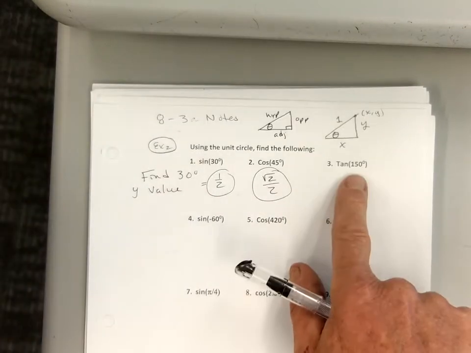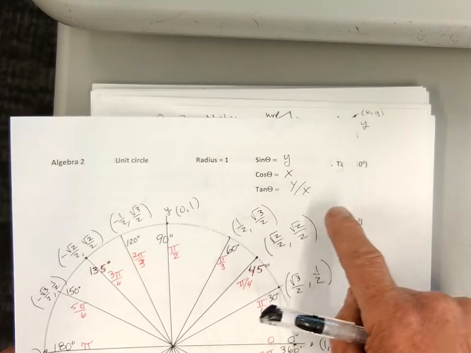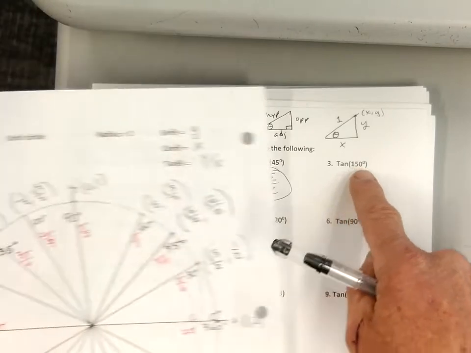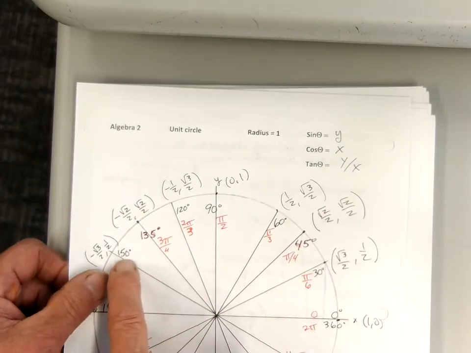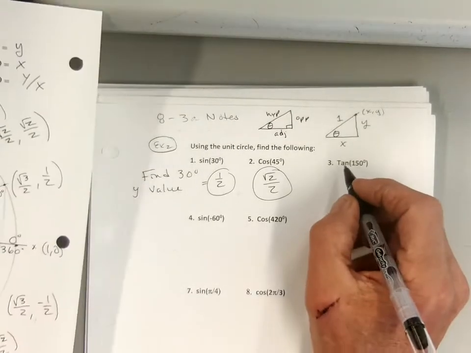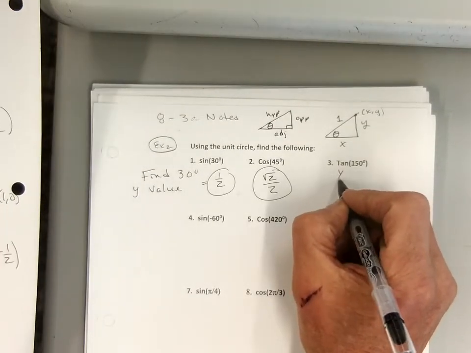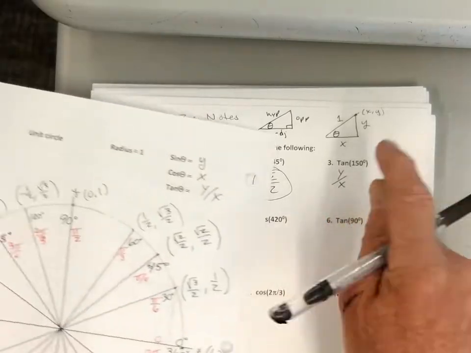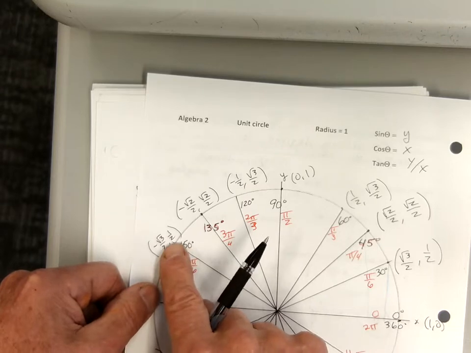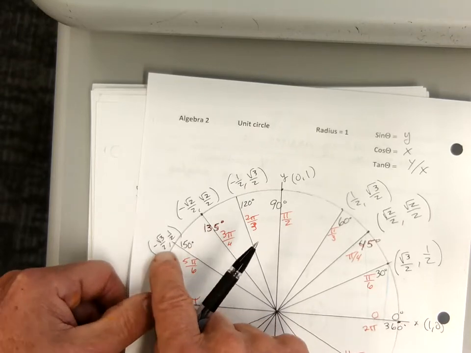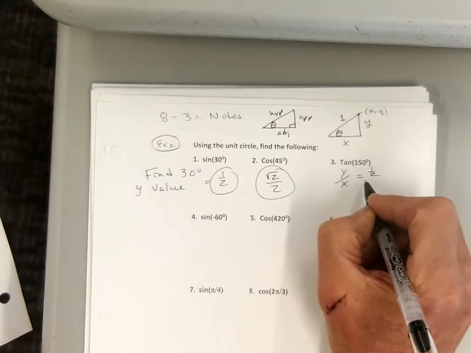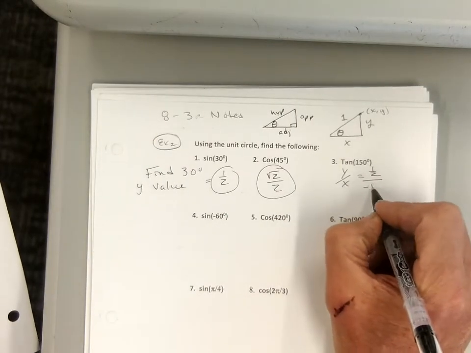Tangent is going to be the y over the x. So for my tangent, go to 150 degrees. It's going to be my y value over my x value. 150 degrees is here. My y value of my coordinate is 1/2. My x value is negative square root of 3 over 2. So we're going to make that 1/2 over negative square root of 3 over 2.